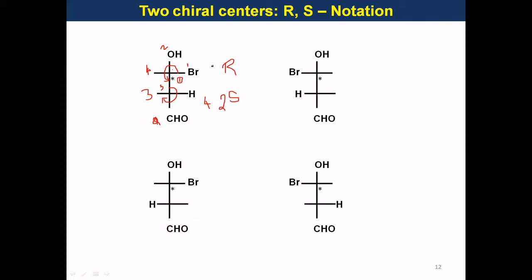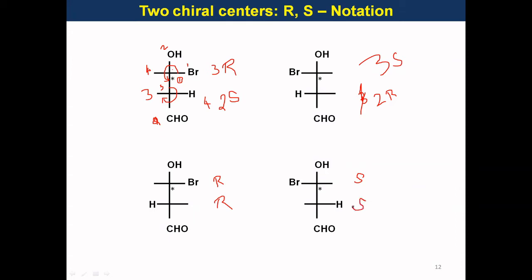If you take the other one, that is the mirror image of this one, so that is going to be 2R and 3S. And if you check this one, the third carbon is similar to the first case and this is similar to this case. So this is RR, the other one is SS. Just work out and check it out.